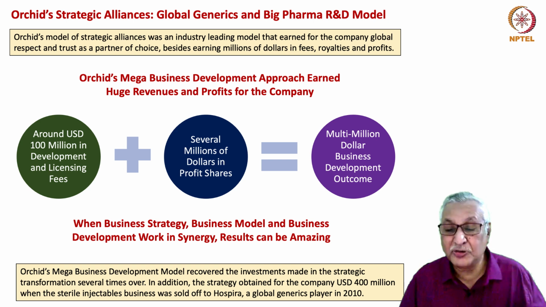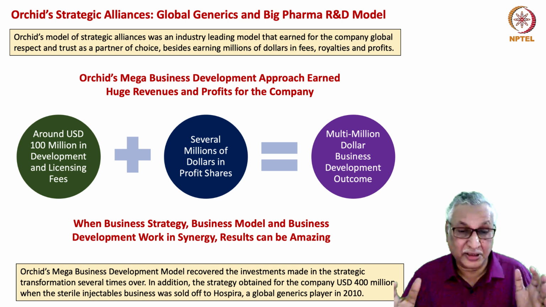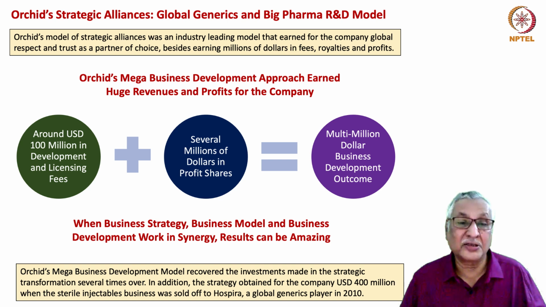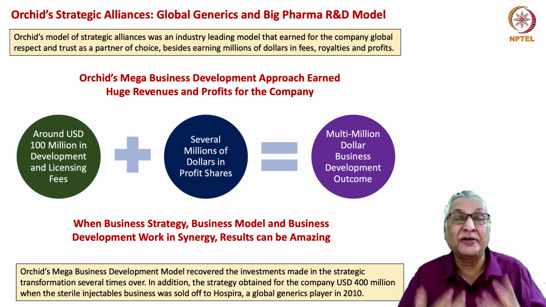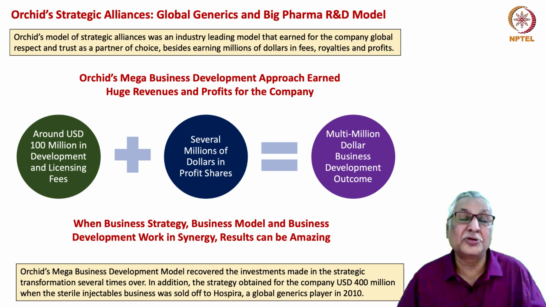In addition, the strategy obtained for the company 400 million US dollars when the sterile injectables business was sold off to Hospira in 2010. And Hospira was a global generics player that was capable of taking up the further development of the sterile injectables business. And the deal was done in such a manner that Orchid continued to supply its active pharmaceutical ingredients on exclusive or non-exclusive basis depending upon the product category to the divested business. Therefore, it continued to earn the revenue streams from the API.